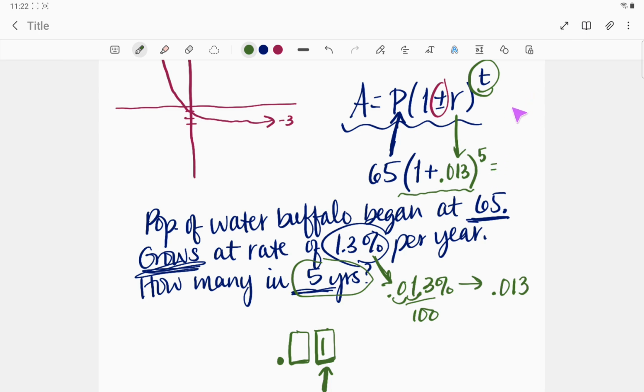69.336. So that would just be 69 because we can't have 0.3 of a buffalo. All right. There would only be 69 buffaloes. So that's like about basically one is being born each year. And that's because that growth rate is really low. If you had a growth rate of like 10 or 20%, this would be a lot higher. Also, if we had more years, this would be a lot higher.